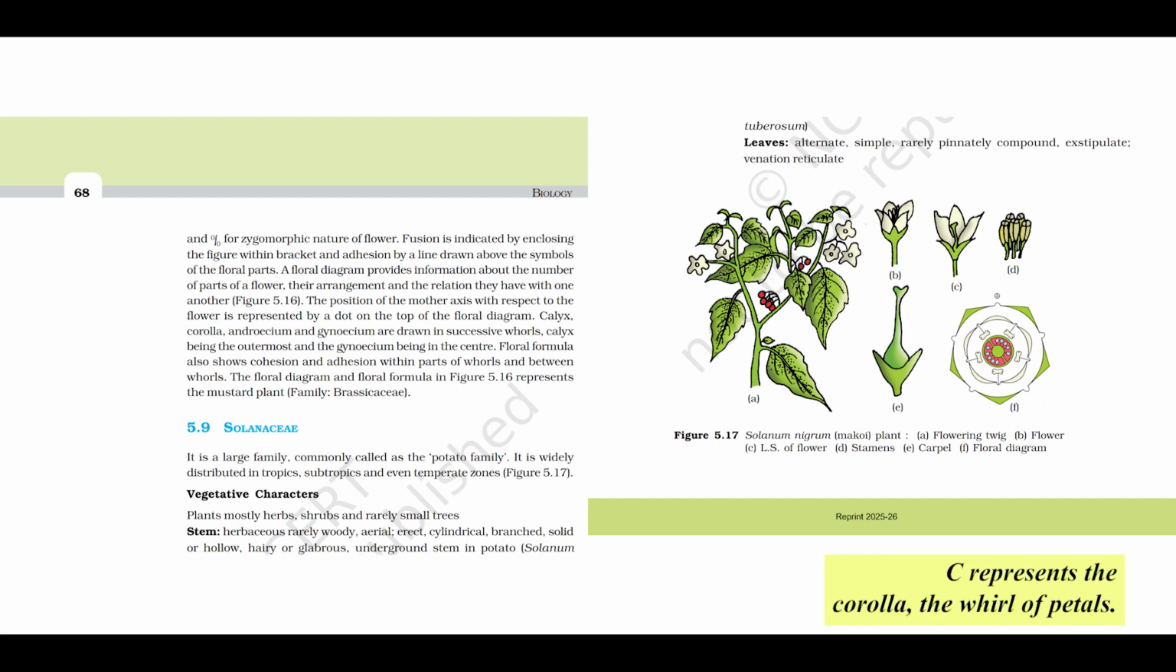C represents the corolla, the whorl of petals. The number indicates the number of petals. P stands for perianth, used when the calyx and corolla are indistinct, composed of tepals. The number indicates the number of tepals. A represents the androecium, the male whorl. The number indicates the number of stamens. G represents the gynoecium, the female whorl. The number indicates the number of carpels. Br, K, C, P, A, G, with numbers for parts.